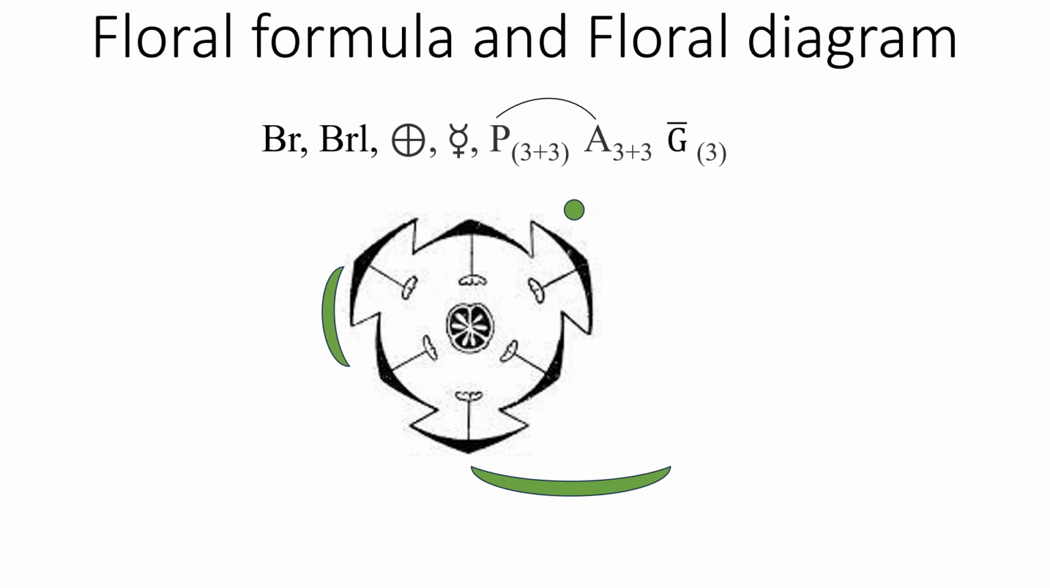Then the next is the floral formula, which can be explained as follows. It is bracteate, with bracteoles, then actinomorphic, bisexual. Perianth is present in two whorls, 3 plus 3, and this is united. Androecium again 3 plus 3. This is representing the epiphyllous condition. Gynoecium, that ovary is inferior but tricarpellary, and the bracket is representing it as a syncarpous ovary.